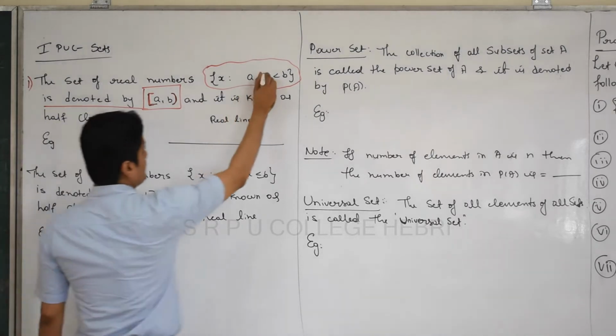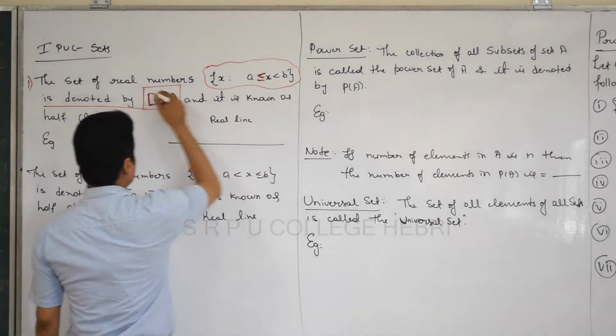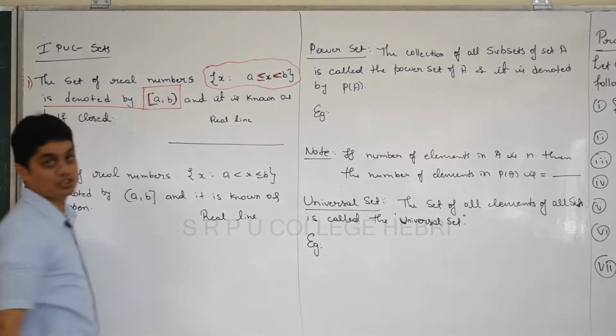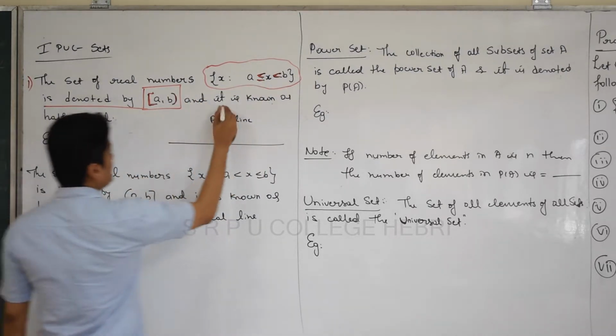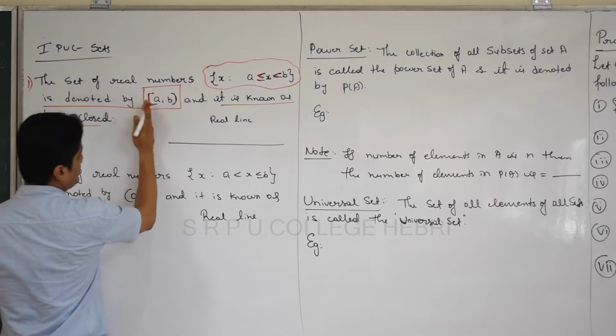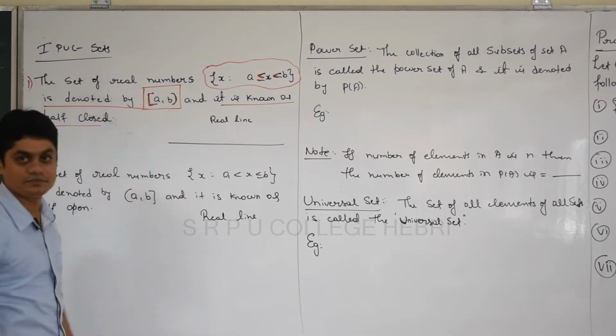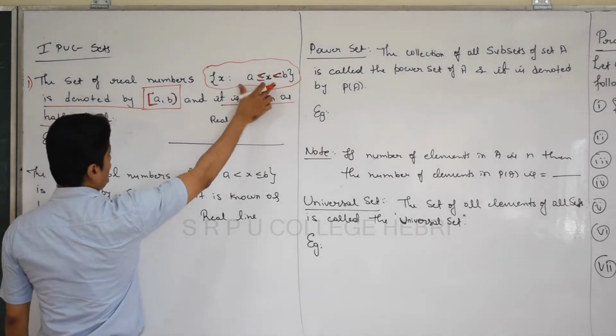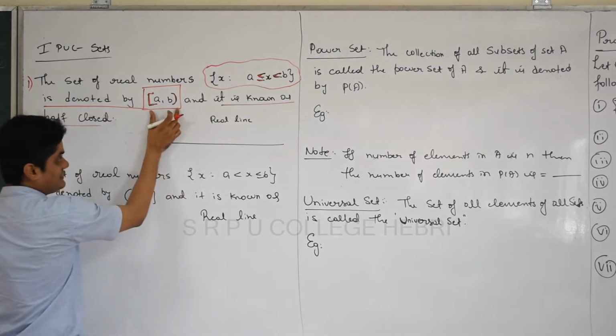Observe carefully here, less than or equal, so close bracket. Here only less than, so it is open bracket. Observe carefully. And this type of interval is known as half close. One side close. Half close. Whenever the set is like this, you are going to represent this as an interval.